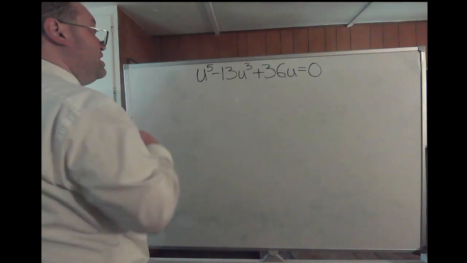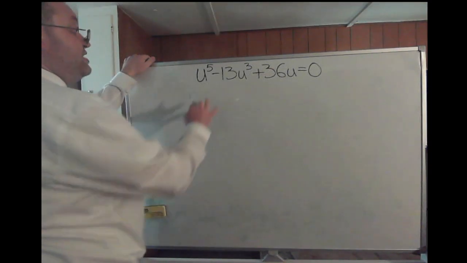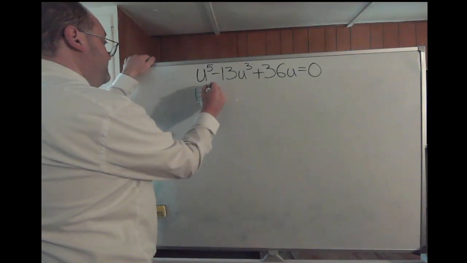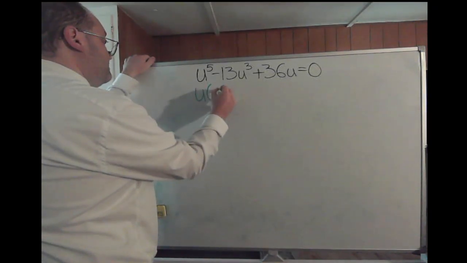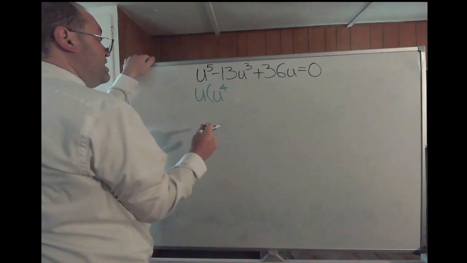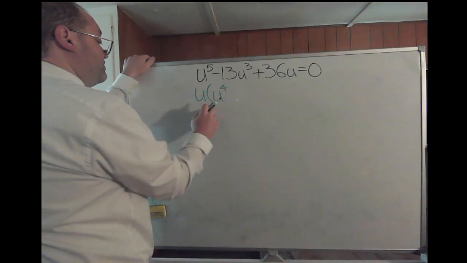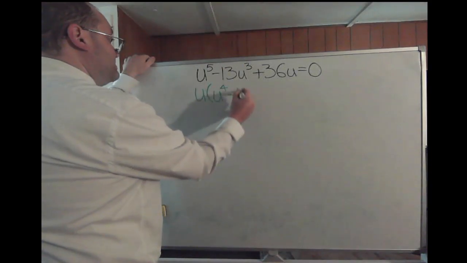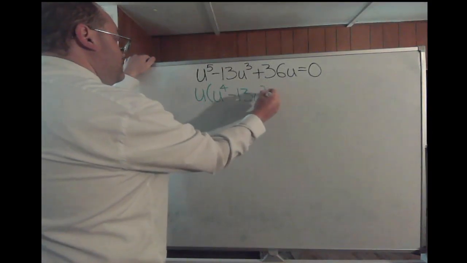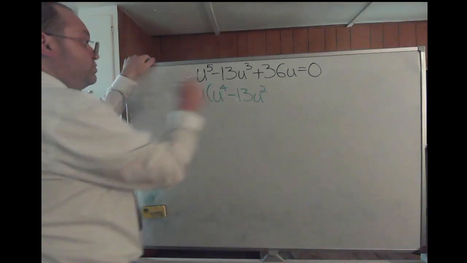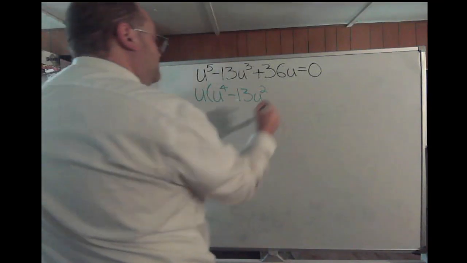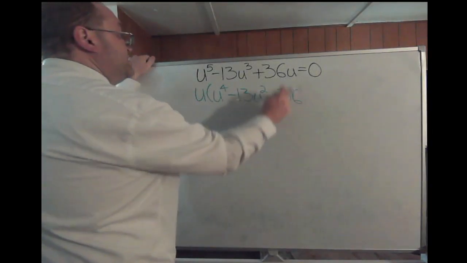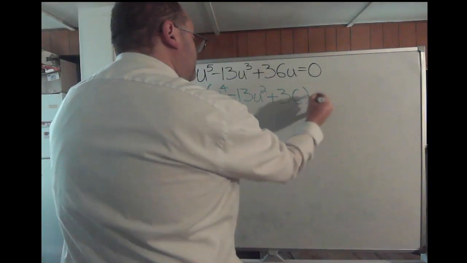So, let's go ahead and start with factoring out a common term. Definitely u is a common term. So you factor out the u, you would have u to the 4th. So u times u to the 4th is u to the 5th, minus 13u squared. u times negative 13u squared is negative 13u cubed, plus 36. u times 36 is 36u. So these factors check out.